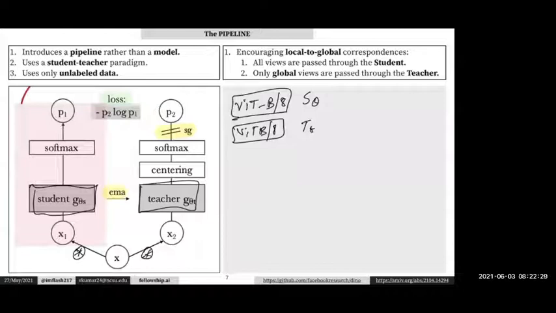But the distinction here is, you do not train the teacher. The teacher is never trained, so there is no back propagation here. The gradients do not flow in the teacher. So the teacher is always learning from the student. The teacher is not learning on its own. The teacher is the accumulation of the knowledge learned by the student. The back propagation only happens for the student. And then at each iteration, or maybe at each epoch, the weights of the student are added to the teacher in an exponential manner.